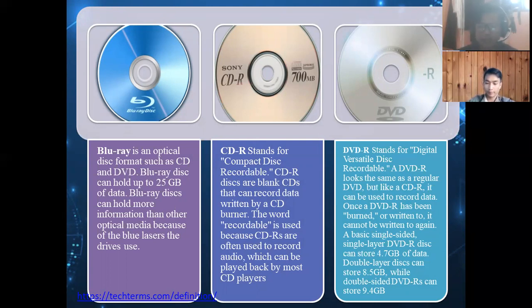A basic single-sided, single-layer DVD-R disc can store 4.7 gigabytes of data. A double-layer disc can store 8.5 gigabytes, while double-sided DVD-Rs can store 9.4 gigabytes.